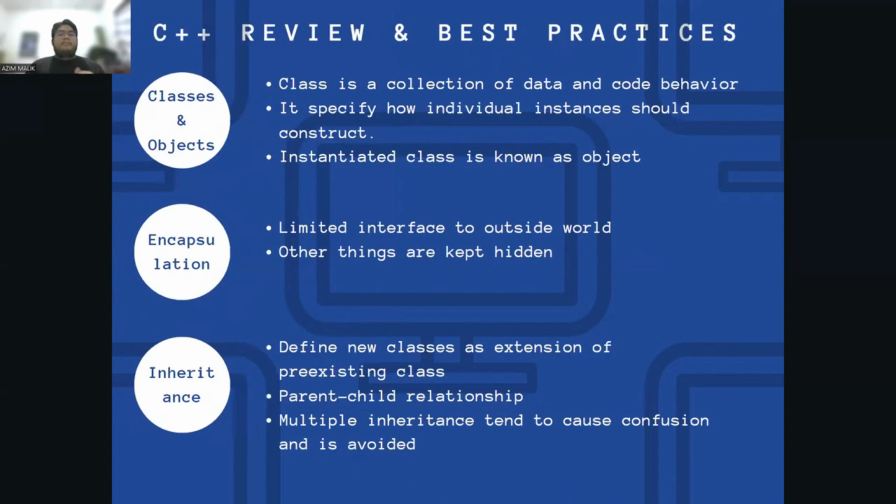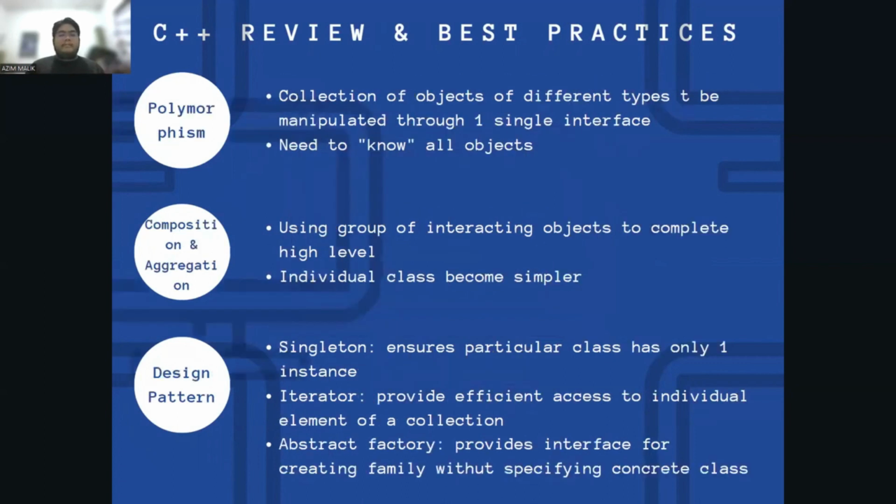Here are the C++ review and best practices. We have classes and objects, where a class is a collection of data that is instantiated, which is known as an object. Encapsulation, to limit the interface to the user. And then we have inheritance, where a class inherits from a pre-existing class, known as a parent-child relationship. We have polymorphism, where a collection of objects of different types can be manipulated through one single interface. Composition and aggregation, where we group everything to execute high-level tasks, so individual classes can become simpler.